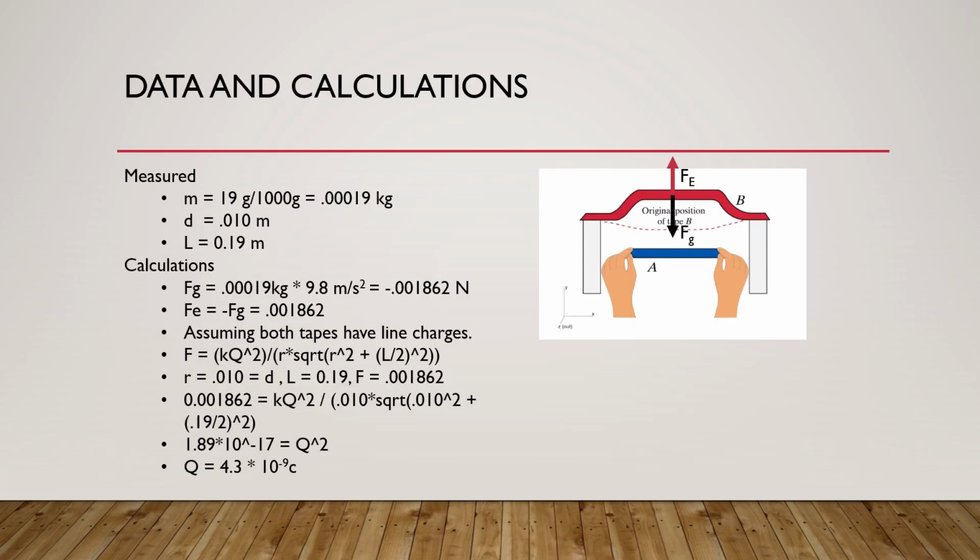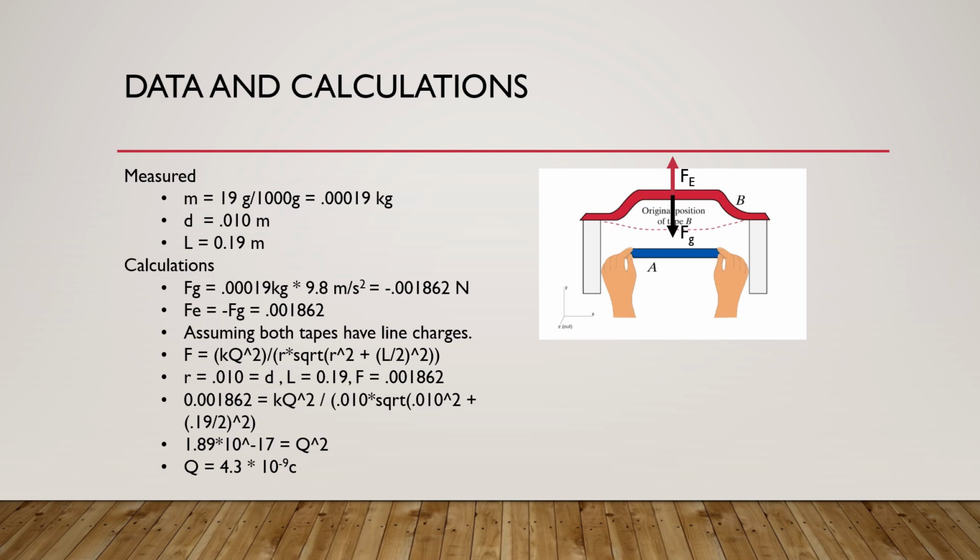And the next is the data calculation. So we had similar mass last time, used the same piece of tape. The distance between them was 0.010 meters. The length of the piece of tape, which we actually had to consider, was 0.19 meters.